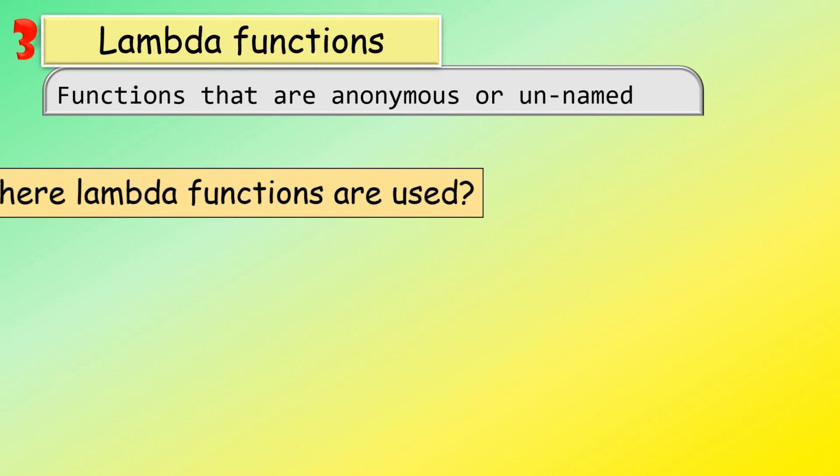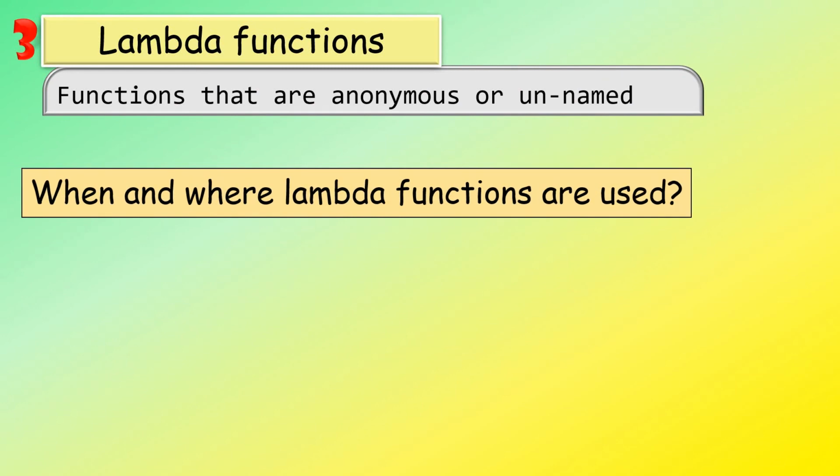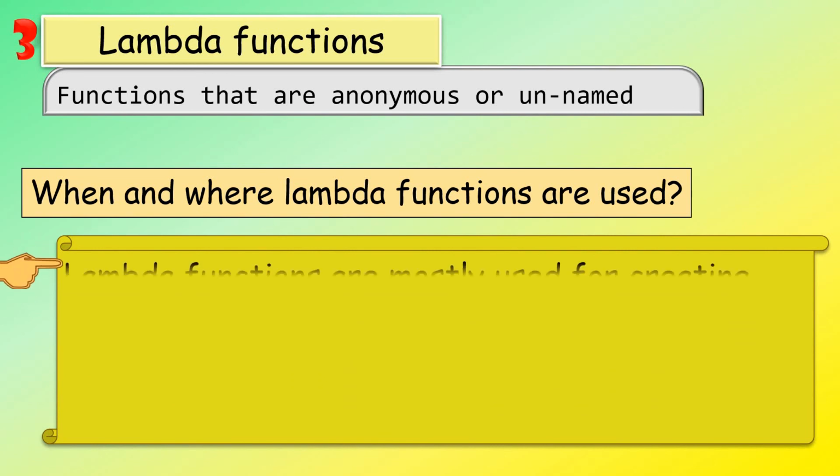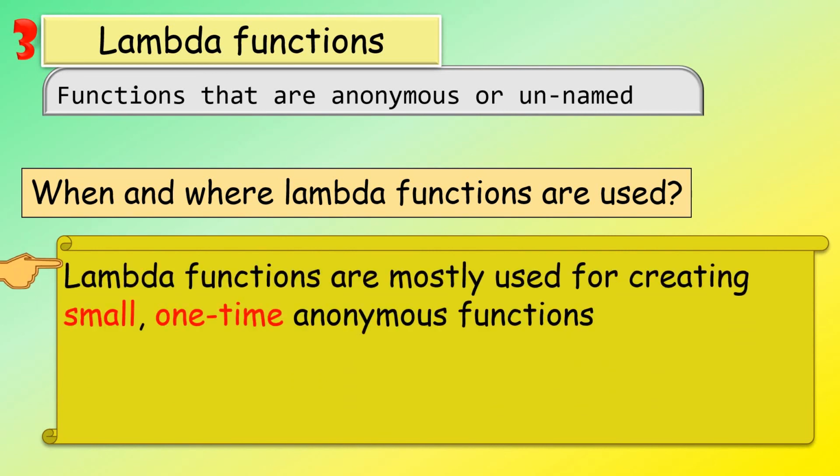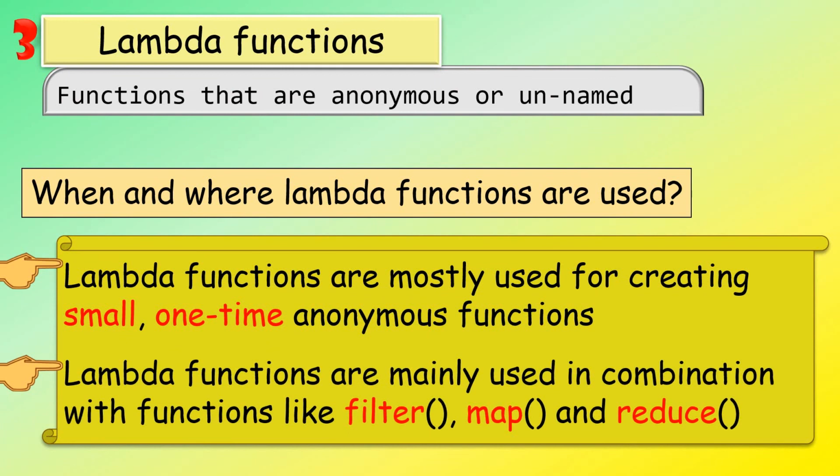When and where lambda functions are used? Lambda functions are mostly used for creating small one-time anonymous functions. Lambda functions are mainly used in combination with functions like filter, map, and reduce.